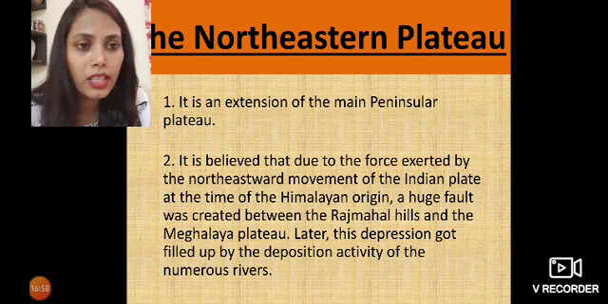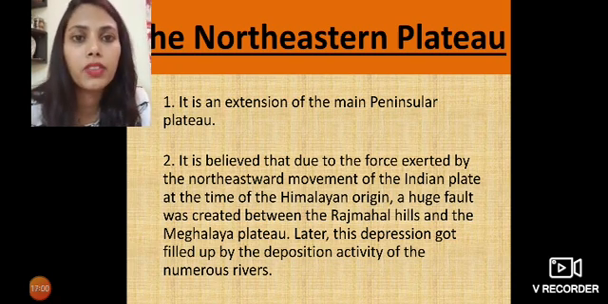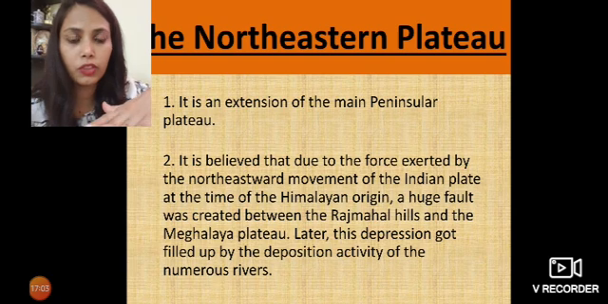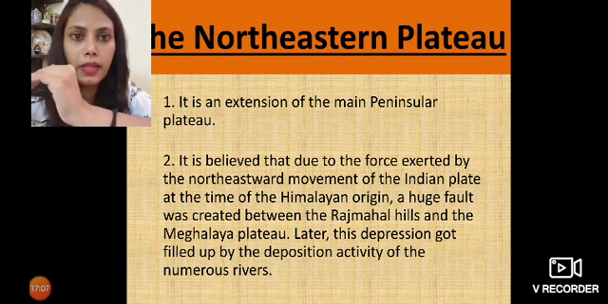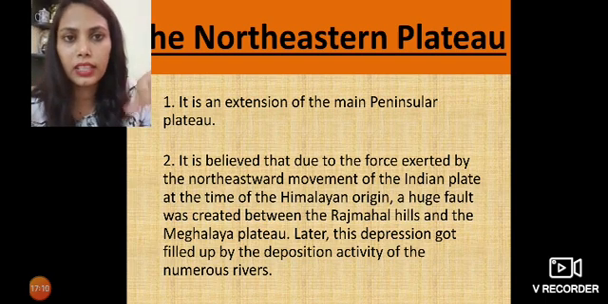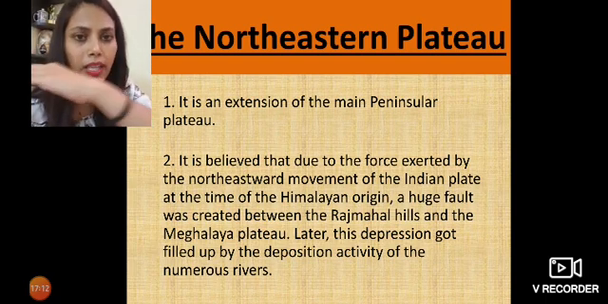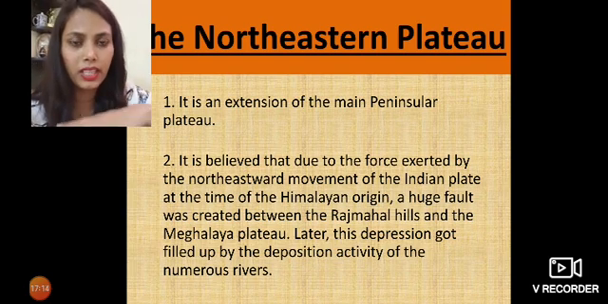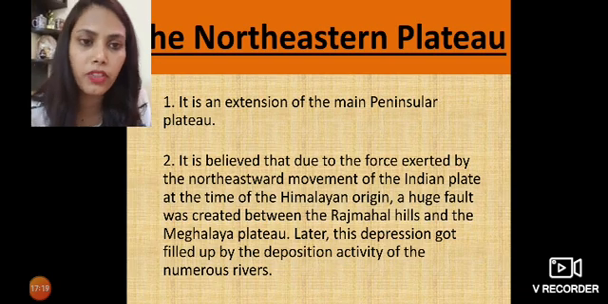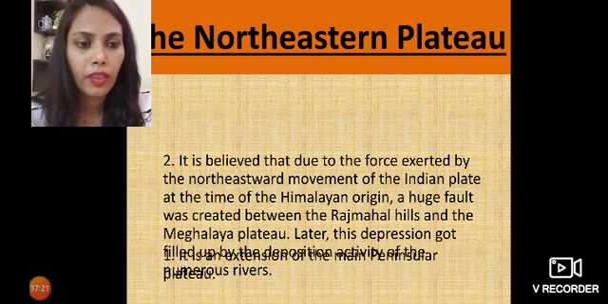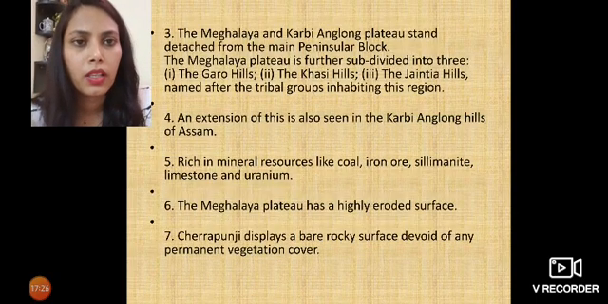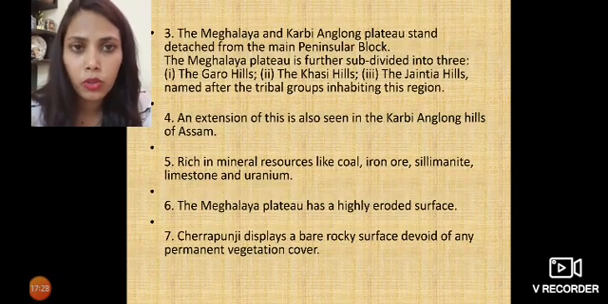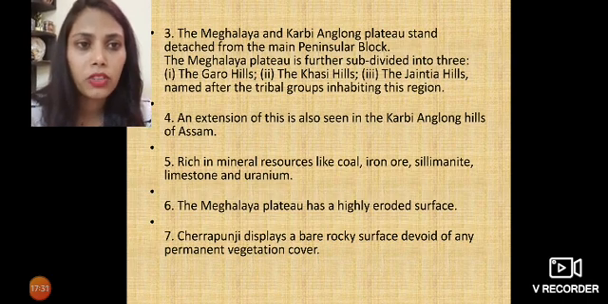So that fault was created when the Himalayas were being formed. So this rift was filled by, suppose this high part is Himalaya, this is the plain region, and this side again is a high part. So this is Rajmahal Hills, this side is Meghalaya Plateau, and in the middle there is a depression that is filled by the deposits or the soil brought by rivers. Meghalaya and Karbi Anglong Plateau, so these are two plateaus of the Northeastern Plateau.